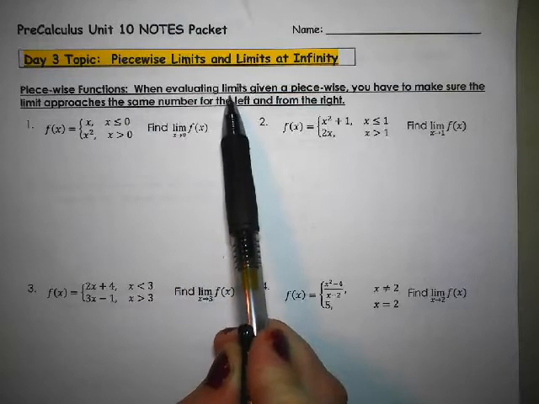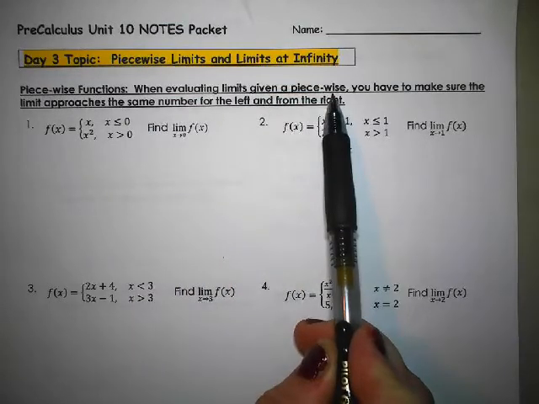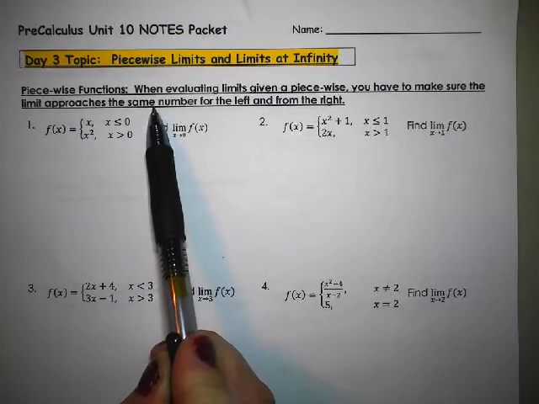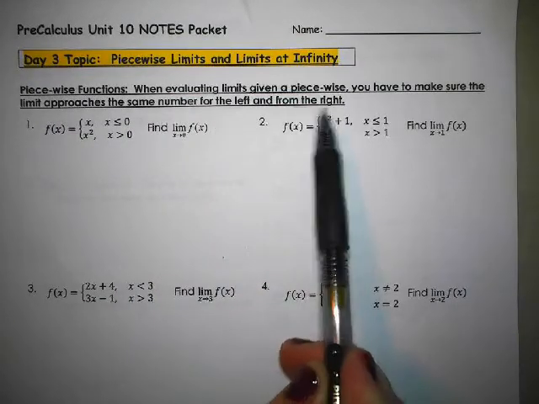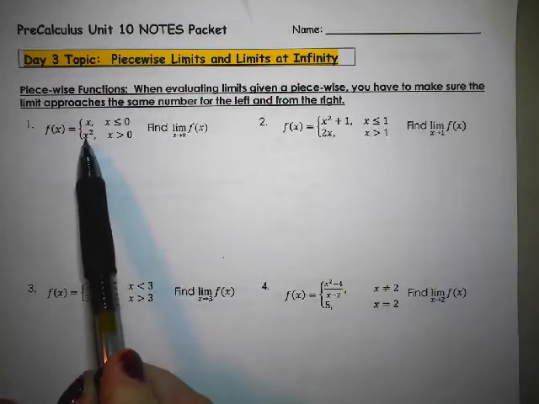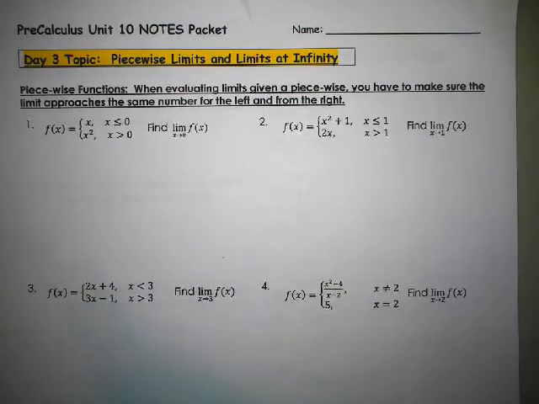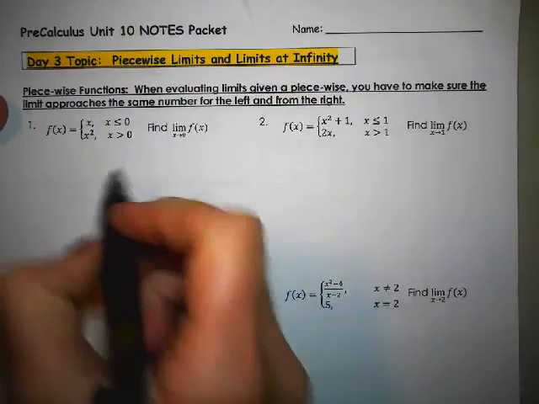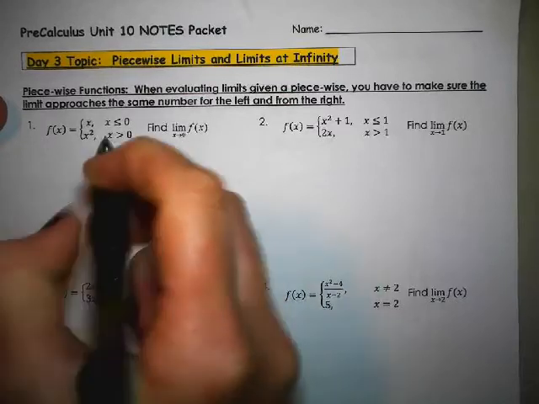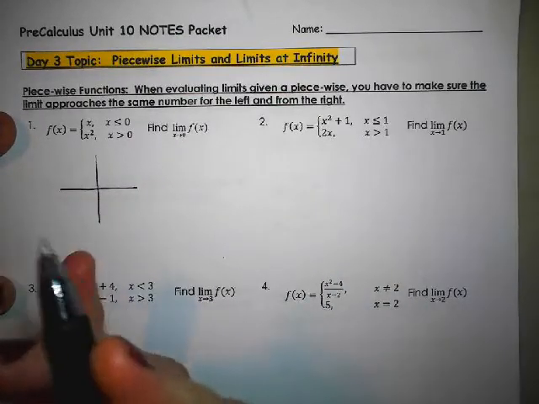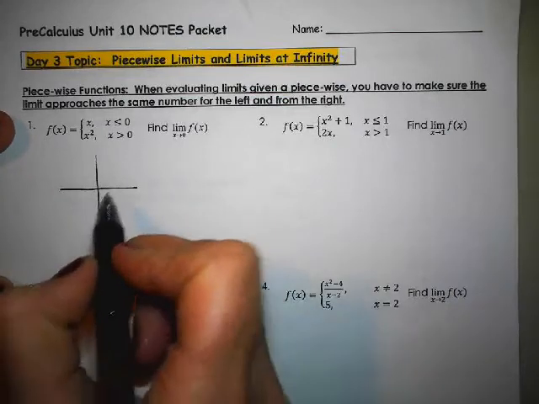When evaluating limits given a piecewise, you have to make sure the limit approaches the same number from the left and from the right. So this is considered a piecewise function because there's more than one piece. There's 2 pieces. Now remember, for a limit to exist, it has to approach the same y value from the left and the right. I'm going to start this one by graphing it, but this is going to be the only problem that I graph. We're going to learn a different way to do it instead of graphing.